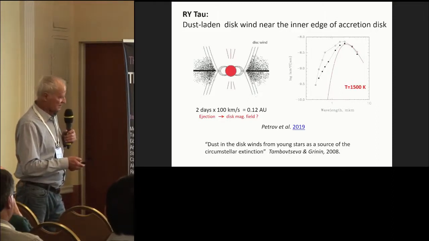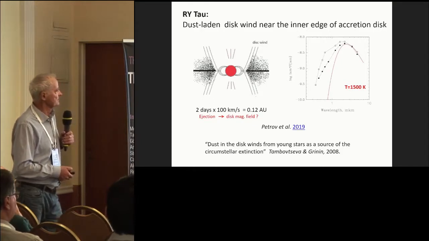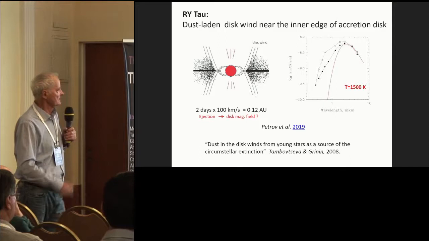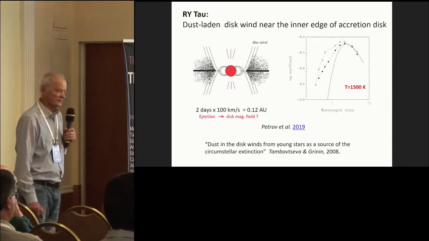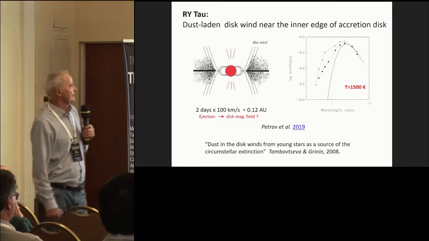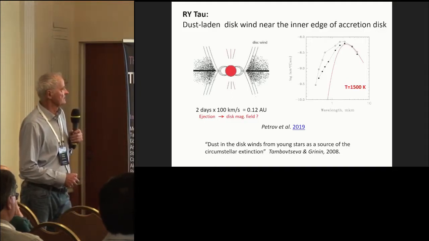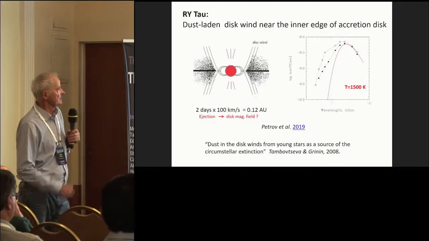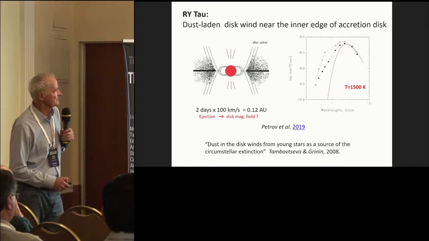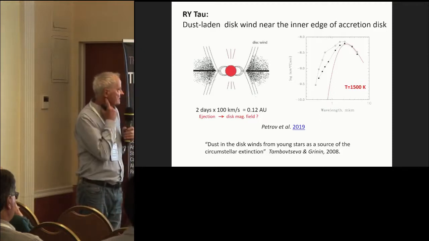The typical time scale of these variations is 2 days, and the typical radial velocity in the wind is 100 km/s. It gives us a typical distance of 0.1 astronomical unit, which just coincides with the size of the inner disk. So there may be a close relation between the magnetospheric ejections and the dusty disk wind. The dust temperature, as it comes from the spectral energy distribution, is 1500 K.